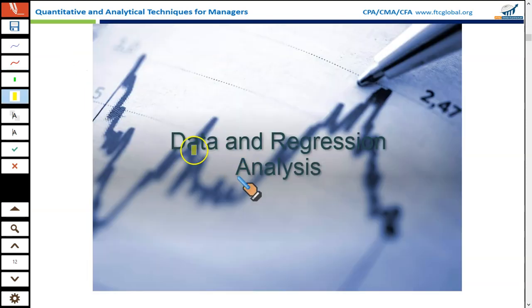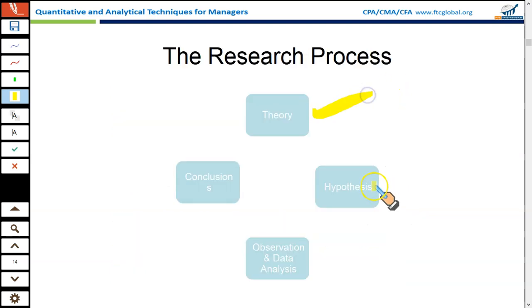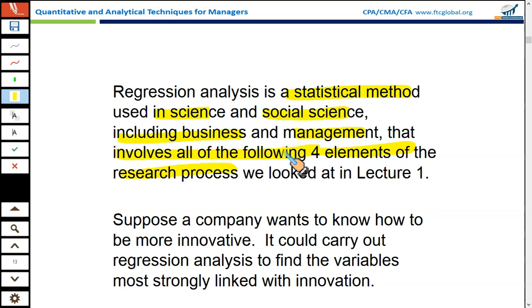Next, we have regression analysis, rather data and regression analysis. We discussed this in our previous classes. Regression analysis is a statistical method used in science and social science, including business and management, that involves all of the following 4 elements of the research process. Which 4? These: theory, you set up a hypothesis, you get data, and then you derive your conclusion. We have already discussed this in our lecture 1.